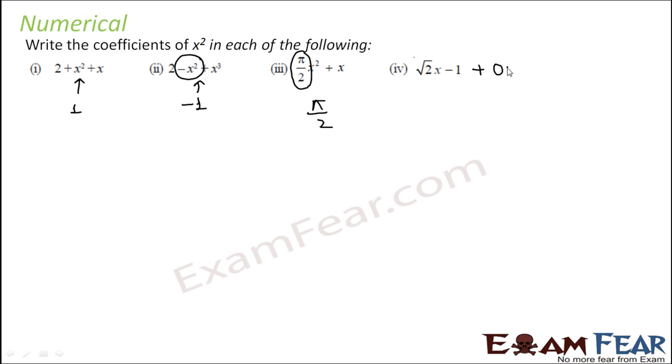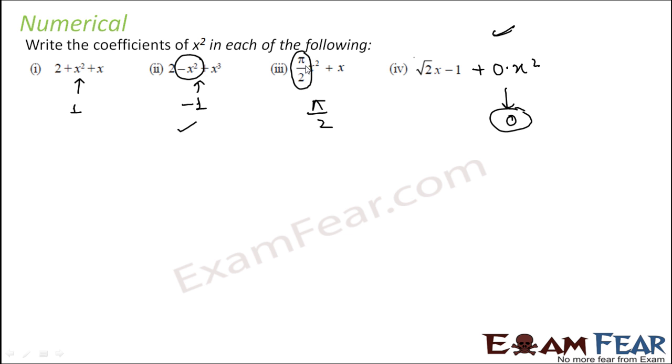There is no x square term, so I can assume it is 0 into x square. So I can say that the coefficient of x square is 0. Please pay attention here. Since there was no x square term, I assume that there is an x square term which is multiplied by 0. So the coefficient of x square is 0.